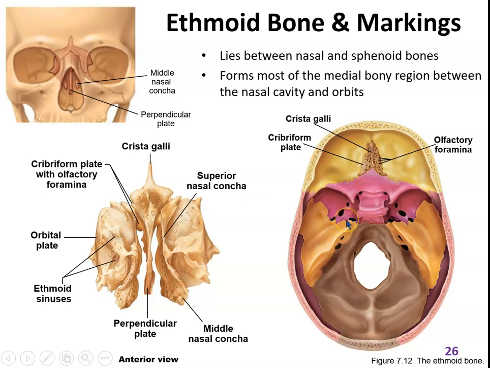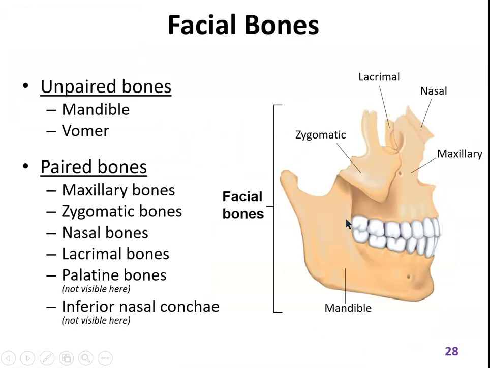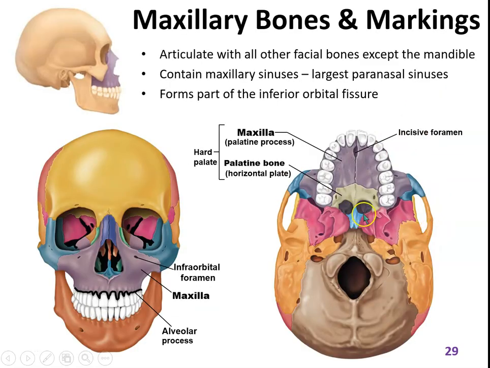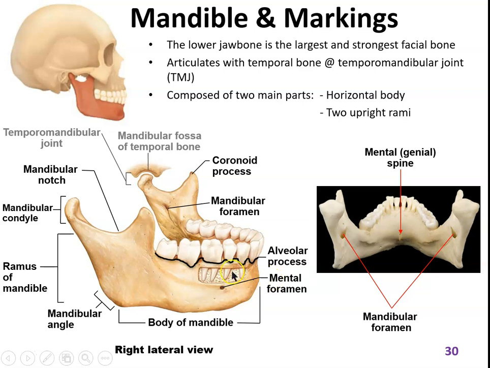And that's the ethmoid. Facial bones are these. The maxillary bone is going to form part of your nasal cavity. The mandible is your jawbone, and it has more markings. It's bigger and it's very prominent and it moves. It's the only bone that is going to move a lot.